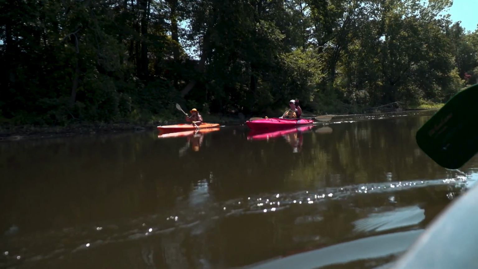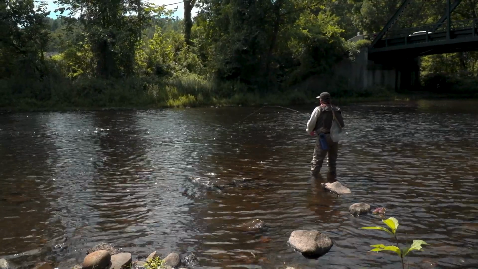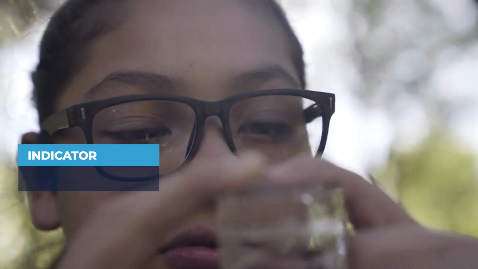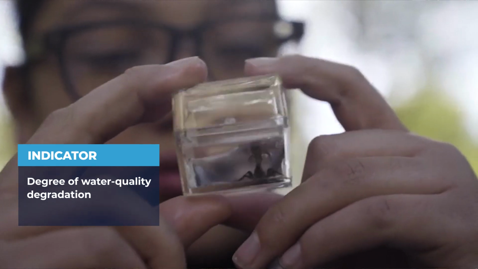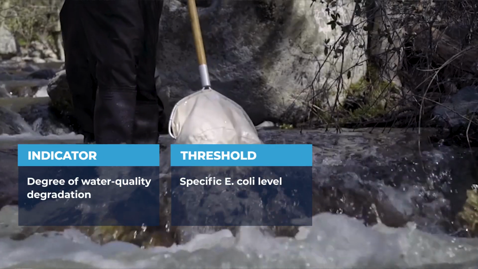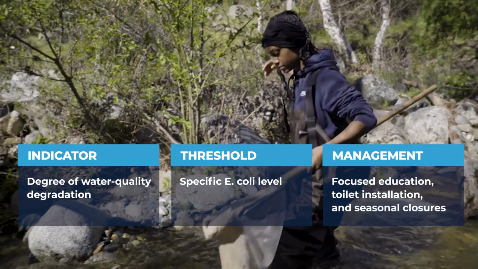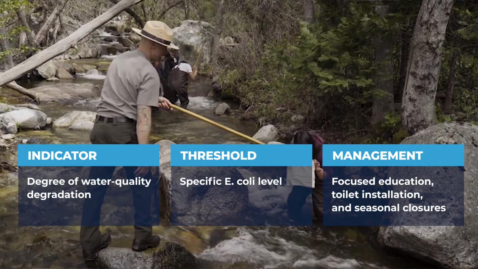You will also need to include potential management actions should these thresholds be approached. For example, an indicator could be the degree of water quality degradation. The threshold would be a specific E. coli level, and potential management actions could include focused education, toilet installation, and seasonal closures.